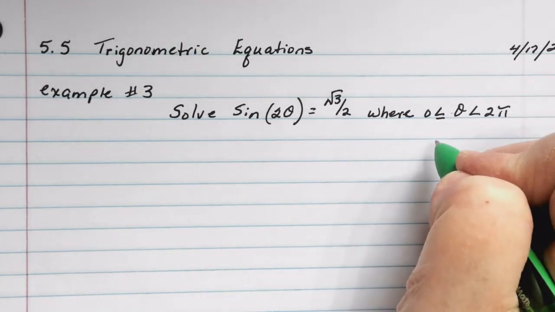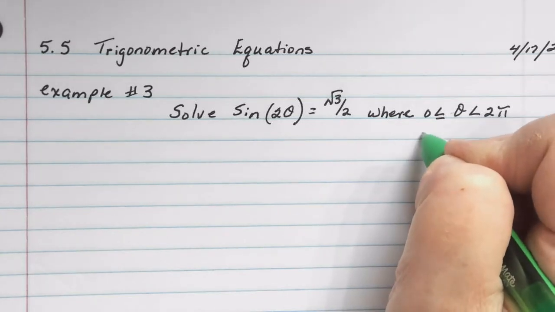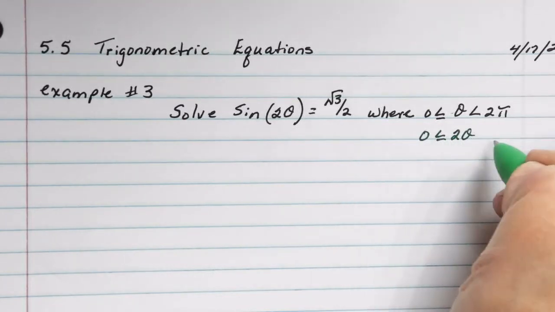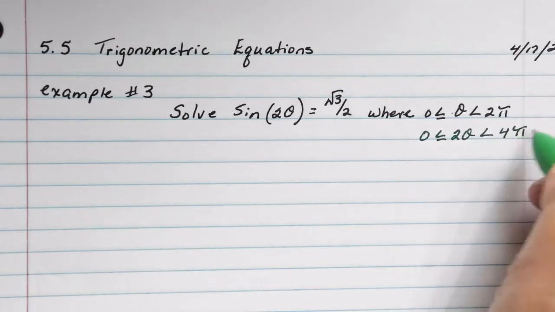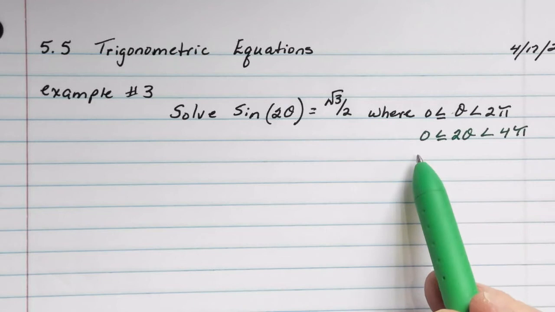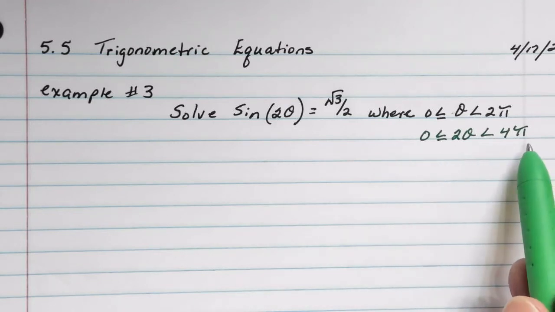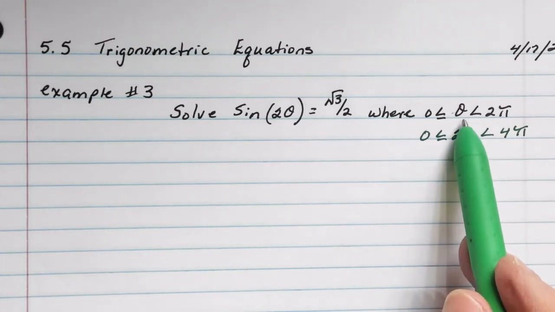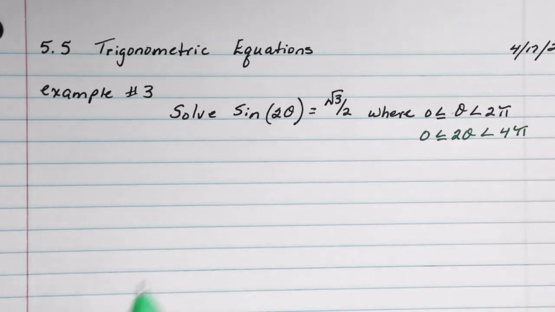So we're going to have to look at more possibilities than this theta. We're going to expand these possibilities by multiplying by 2. So 2 times 0 is 0, 2 times theta is 2 theta, 2 times 2 pi is 4 pi. Now we get the correct domain to look at for 2 theta instead of just looking at the domain of theta. So we're going to have more possibilities.